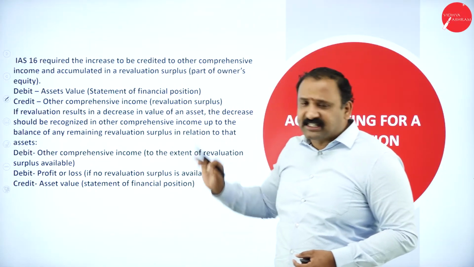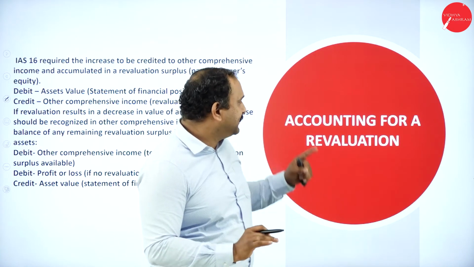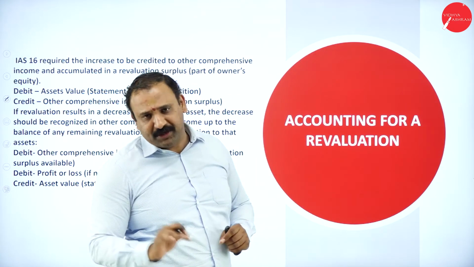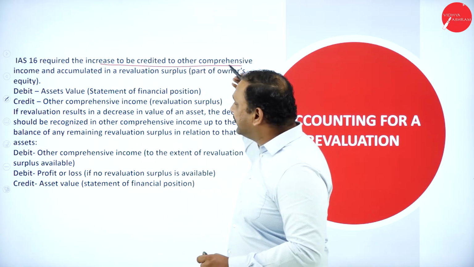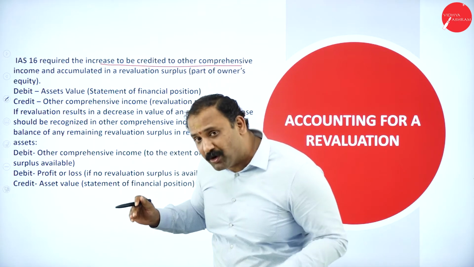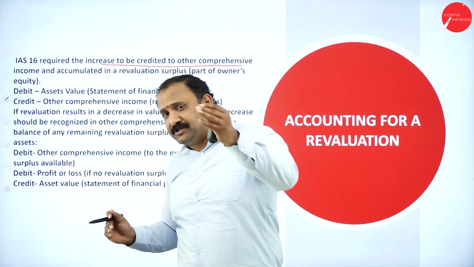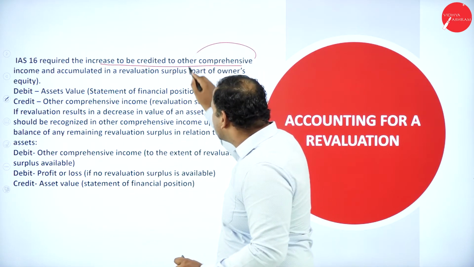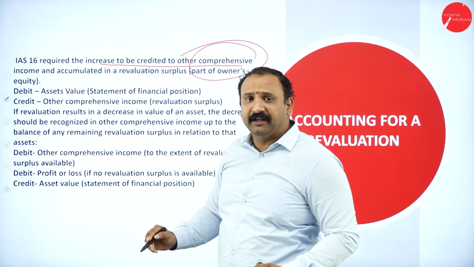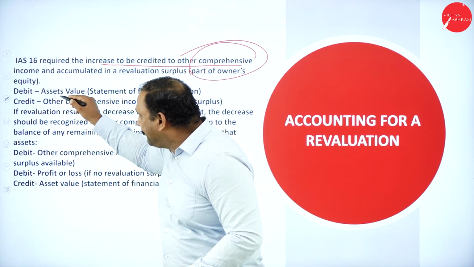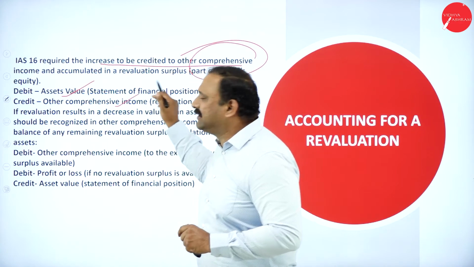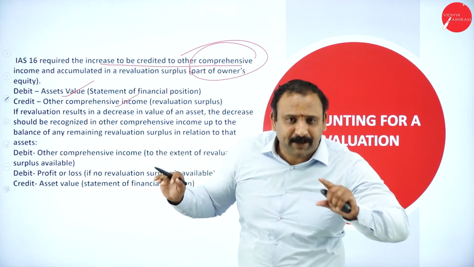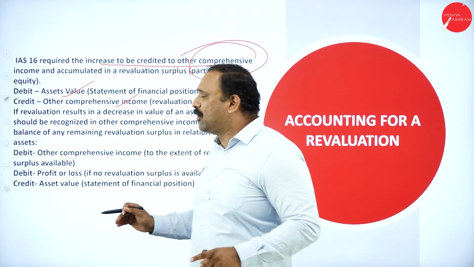Now, IAS 16 requires, in the case of accounting for a revaluation, that an increase be credited to other comprehensive income. Suppose the land value has gone up, suppose your asset value has gone up, that has to be recorded in other comprehensive income. So how do you do it? Debit asset value in the statement of financial position, credit other comprehensive income. So increase the asset value and add to the comprehensive income.